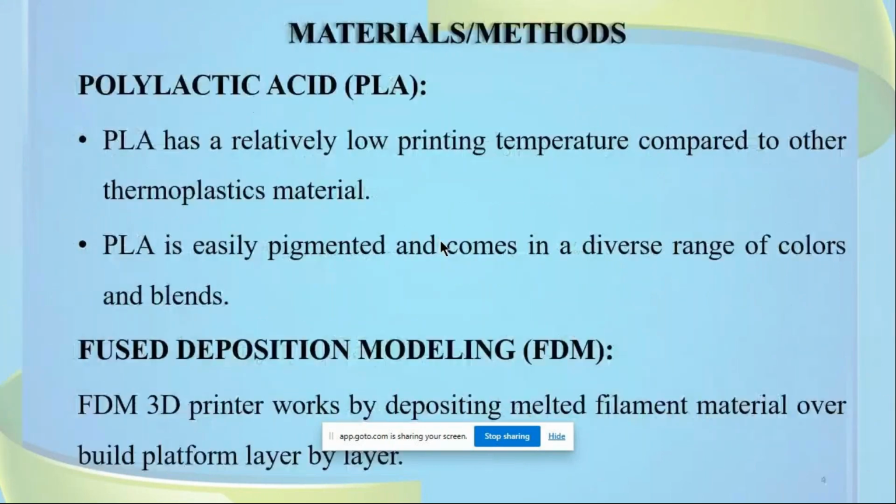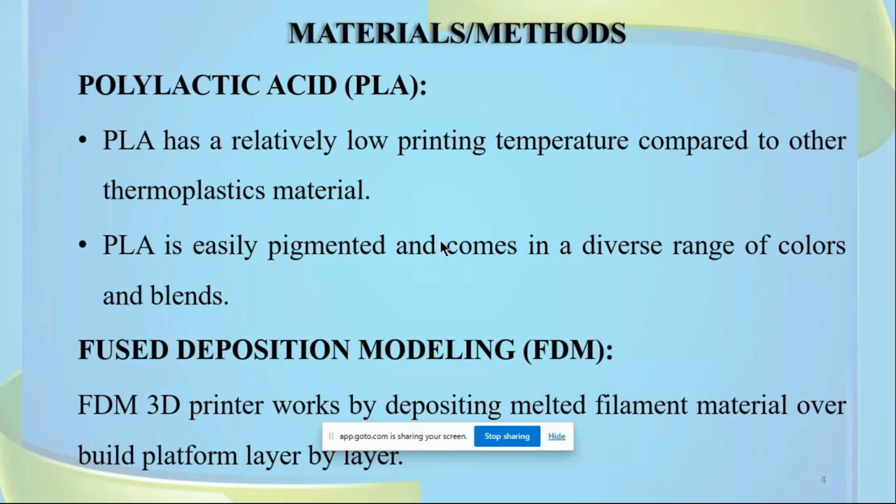Now in our work we use polylactic acid parts. PLA is a thermoplastic, and as everybody knows, PLA has a low printing temperature compared to other thermoplastic materials. PLA is easily pigmented and comes in a diverse range of colors, and there is no need for any closed chamber for working with PLA. And fused deposition modeling is the method used in our work to find the defects in 3D printed parts of PLA.